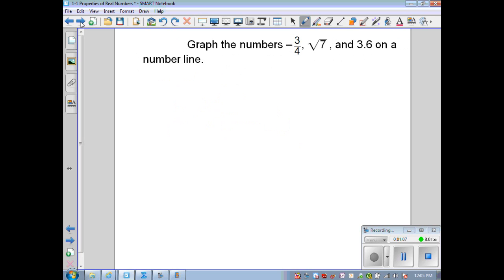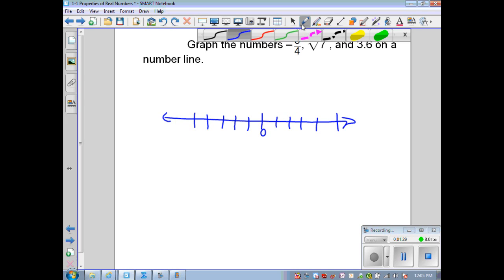On the next one, they want us to graph the numbers -3/4, the square root of 7, and 3.6 on a number line. Here we're going to use an approximation to plot those numbers on the number line, starting at 0 and just setting in a few numbers to approximate what is given to me. Here, -3/4. That is going to fall between 0 and -1.